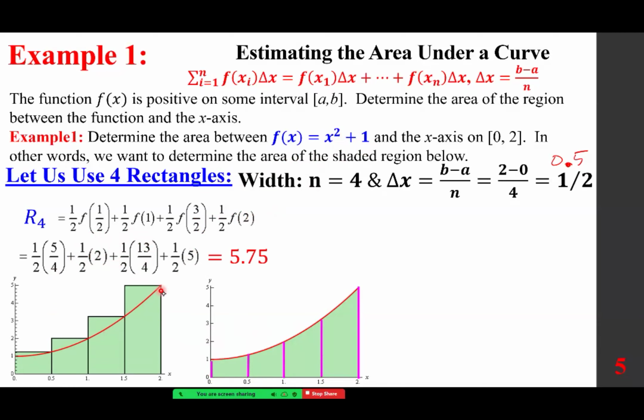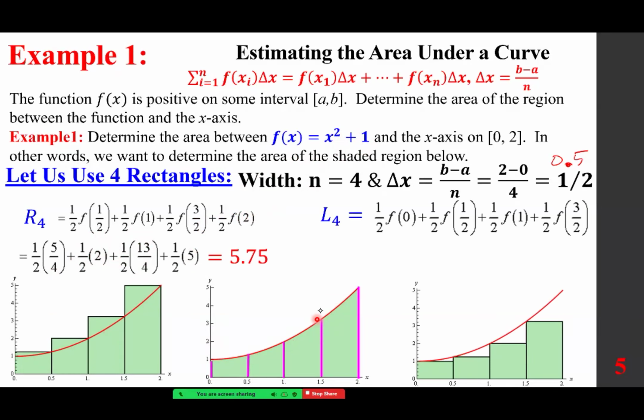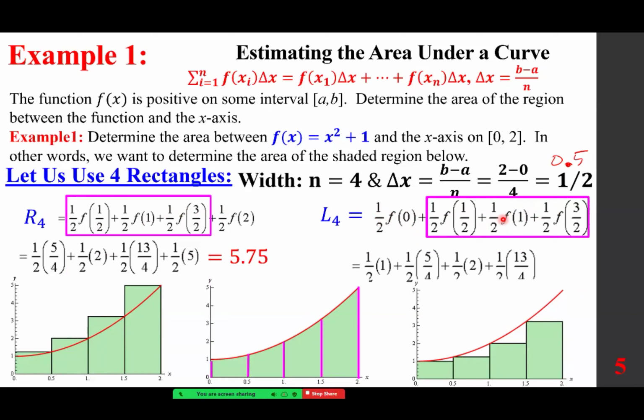And I'm going to do the same thing now with the left endpoints. Instead of using these points, now I'm going to use these points for the height. It's L sub 4. And notice that these parts are the same. In other words, for the right endpoints, I didn't use f of 0. For the left endpoints, I didn't use f of 2. Notice that. So these parts are identical. So all you have to do is calculate f of 0 times 1/2 and add this one to it. And we end up with 3.75.